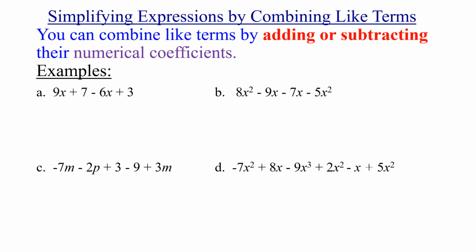So, simplifying expressions by combining like terms, we are combining the like terms by adding or subtracting their numerical coefficients. So, if I'm looking at problem A here, I notice how we have a 9x here and a negative 6x here. Remember to take the sign with the number. So I'm doing 9x and a negative 6x. I can box them just to know which ones I'm doing in order to take the sign in front of the number. And 9x plus negative 6x, or 9x minus 6x, is 3x.